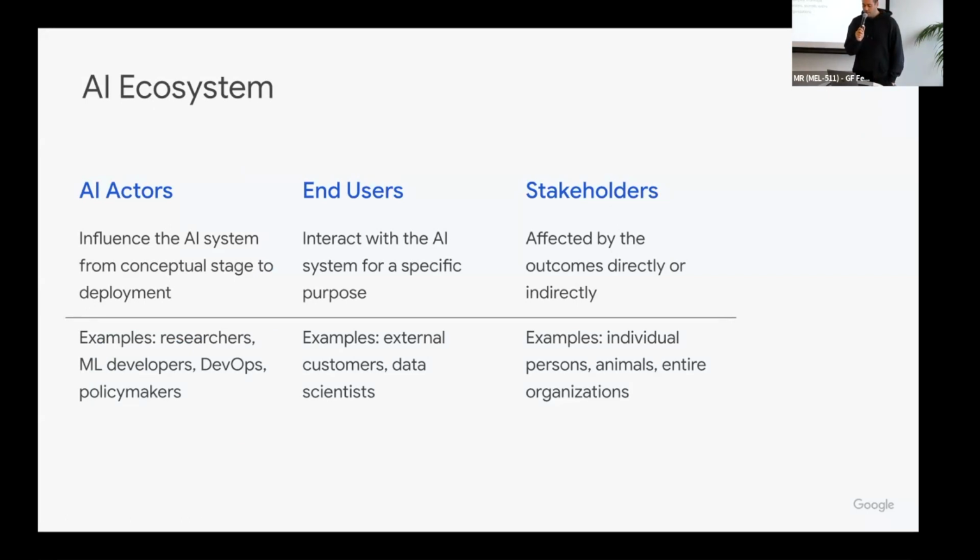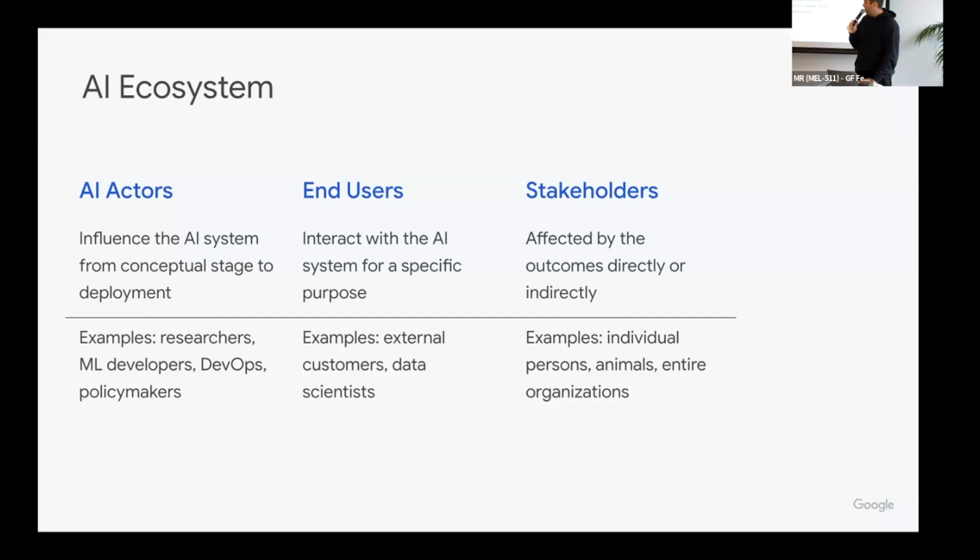Then we have the end users. These are those that interact with the AI system, maybe directly or indirectly through some kind of layer or application. And they do that to perform some kind of task for a specific purpose. Examples could be external customers, but in some cases, for example, imagine that you have some kind of fraud detection system that's going to go to some internal team of potentially data scientists, right? So it's not necessarily about these are people from my company and then it goes to other company or other end users, but rather in some cases, AI systems are purely internal.